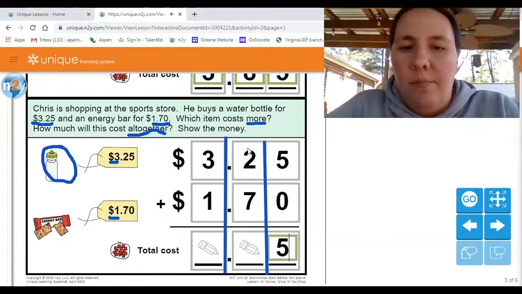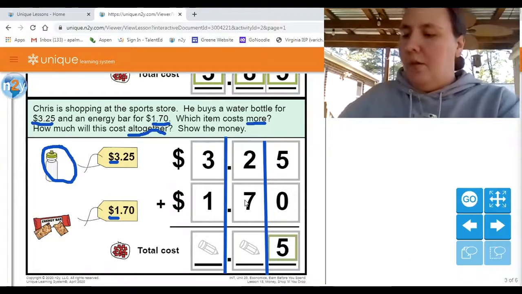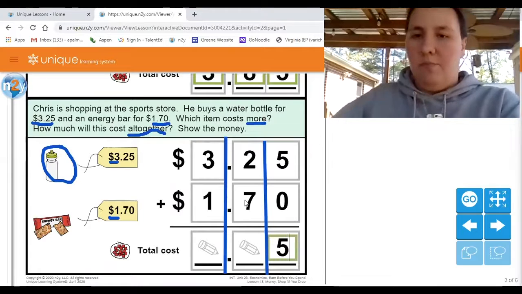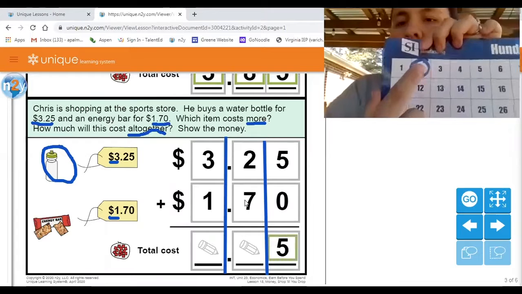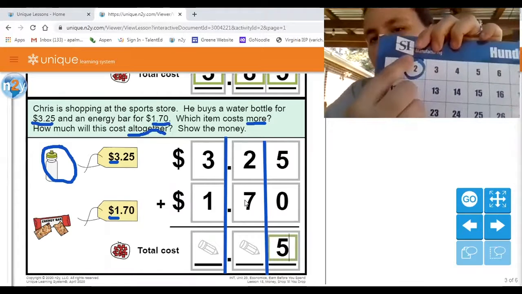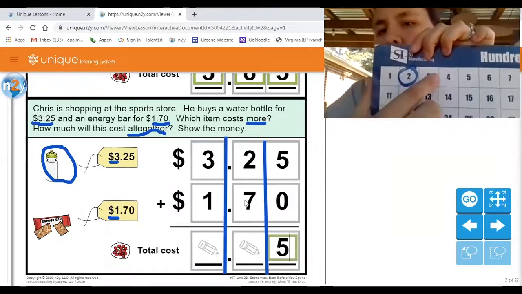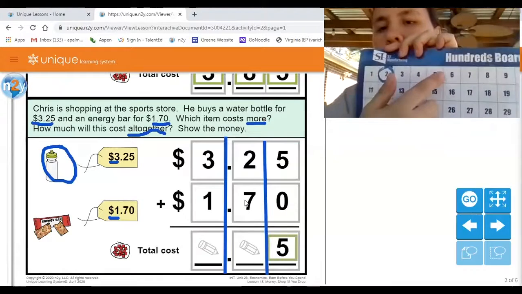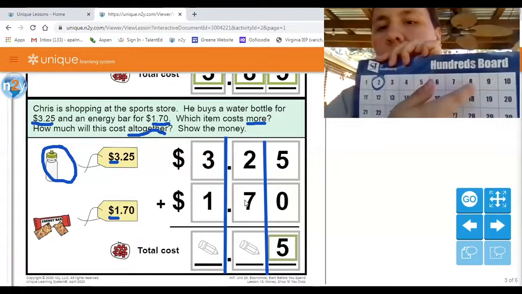Okay, we're gonna move to the middle column. I have a 2 and a 7. So I'm gonna start with the 2 because that's my number on the top. And I'm going to count on 7 because that's the other number in that column. So I put my finger on 2 and I'm adding on 7. 1, 2, 3, 4, 5, 6, and 7.